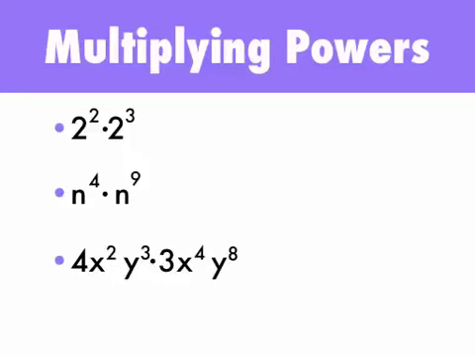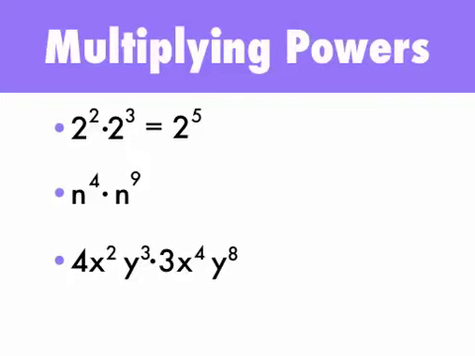So when we're talking about multiplying powers, we can combine things that have the same base. If you remember, the rule for multiplying powers is to leave the base alone and to add the exponents. So when we have this first example, 2 squared times 2 to the third, the base 2 is going to stay the same, and we're going to add 2 plus 3, which is 5. So 2 squared times 2 cubed is equal to 2 to the 5th power.